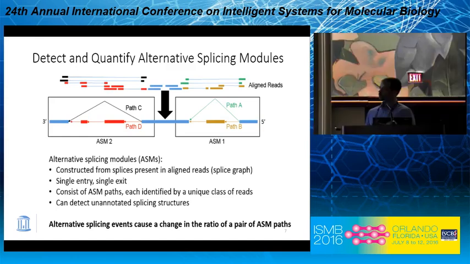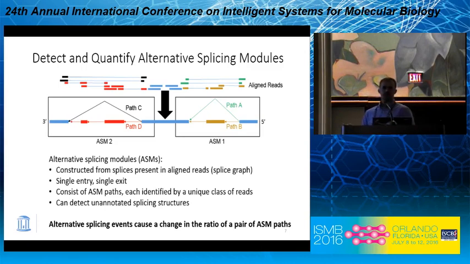An alternative splicing module is a portion of the graph that is single entry, single exit, and each path through an ASM has the important property that it's uniquely identifiable by at least one kind of spliced read. So we can completely identify each path by at least one kind of unique read. The ASMs also have the important property that any alternative splicing event will cause a change in the ratio of at least one pair of ASM paths.